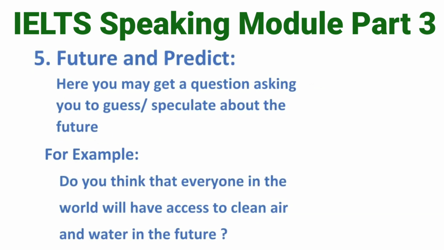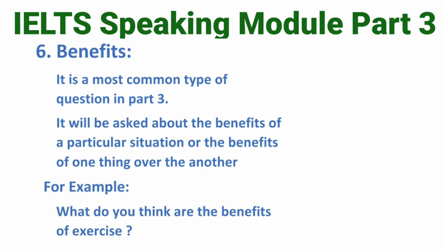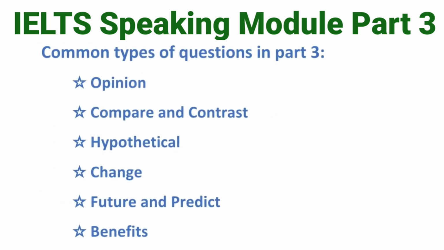Next, future and predict. Here you may get a question asking you to guess or speculate about the future. For example, do you think that everyone in the world will have access to clean air and water in the future? Next, benefits. It is a most common type of question in part 3. It will ask about the benefits of a particular situation or the benefits of one thing over another. For example, what do you think are the benefits of exercise? These are some categories of questions that will be asked in part 3 of the speaking test.